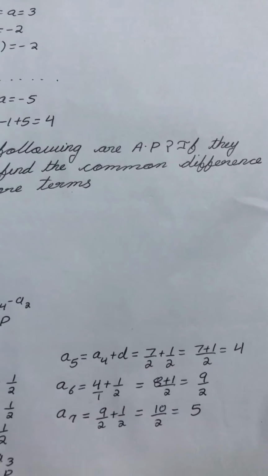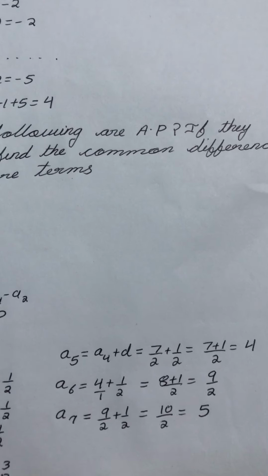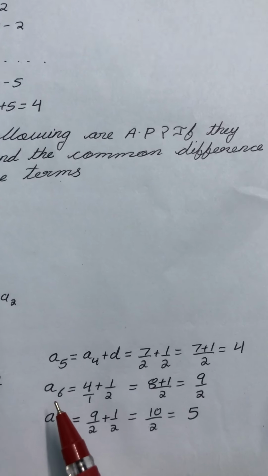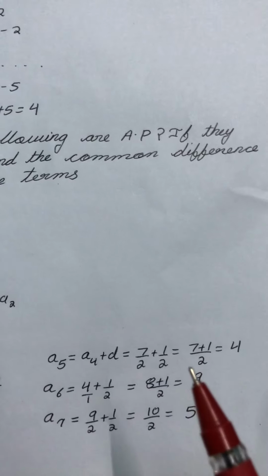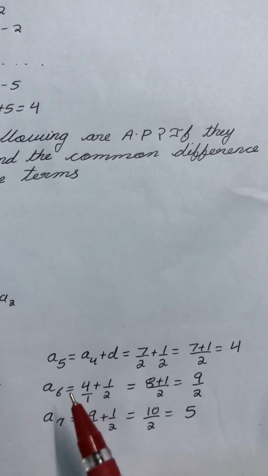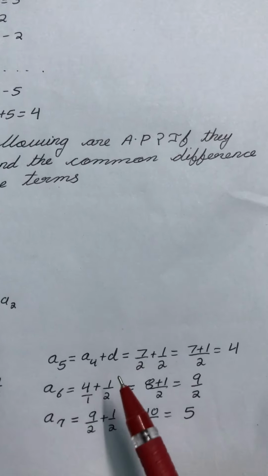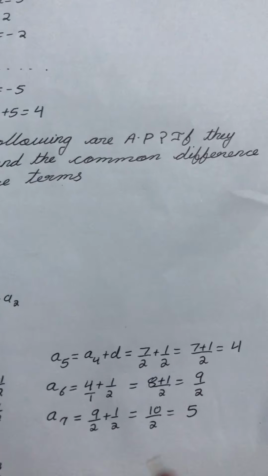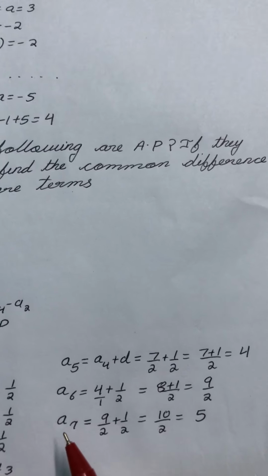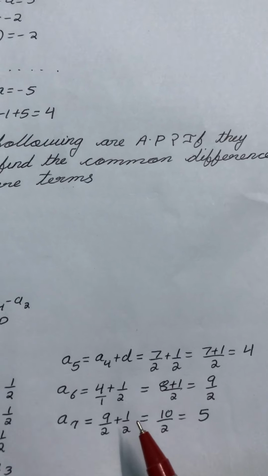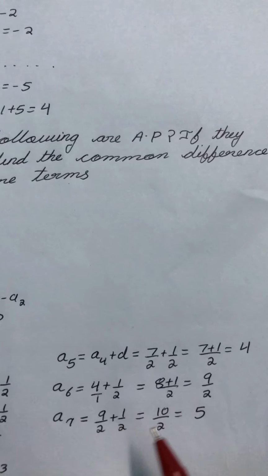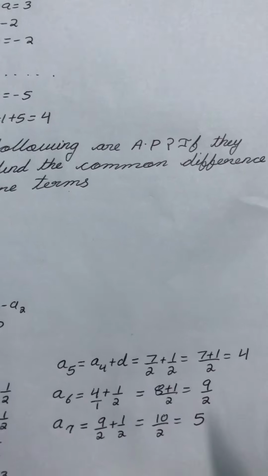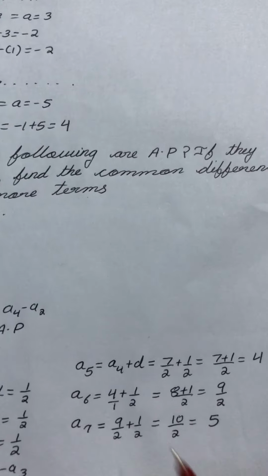Then the sixth term. Just keep in mind, if terms are given and you want to find the next term, add d to the previous term. So to find A6, the sixth term, you add d to the fifth term. The fifth term was 4. So 4 plus half, when you solve it becomes 9.2. So your sixth term is 9.2. Then the seventh term is the sixth term plus d. The sixth term is 9.2, d is half. When you add them you get 5. So the next three terms are: the fifth term 4, the sixth term 9.2, the seventh term 5.